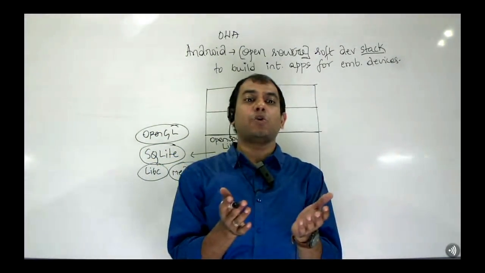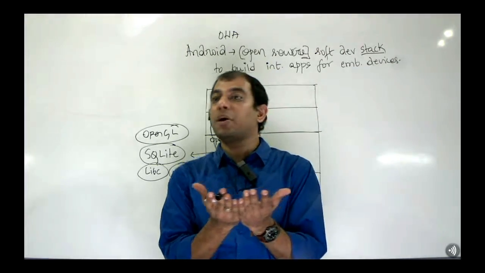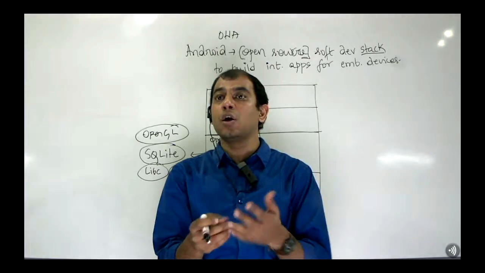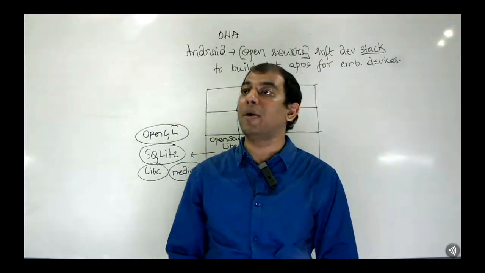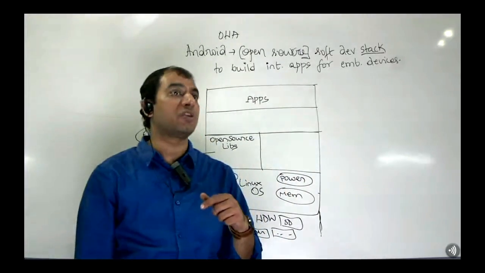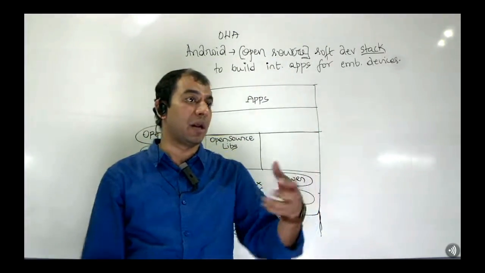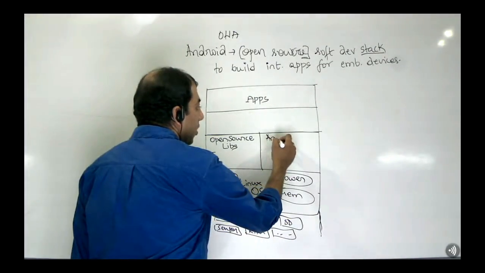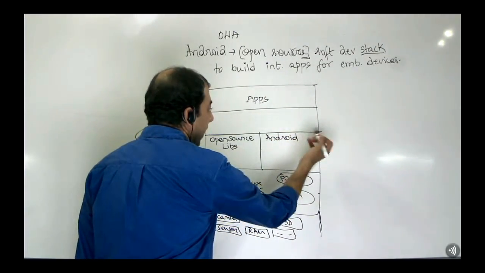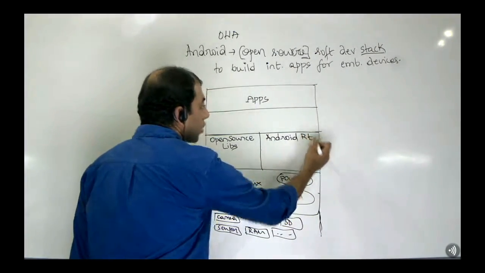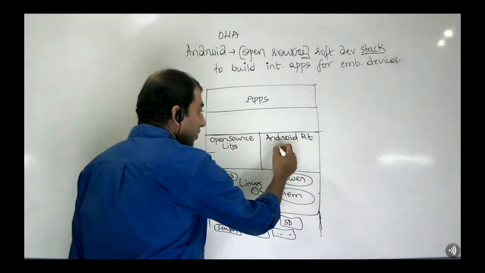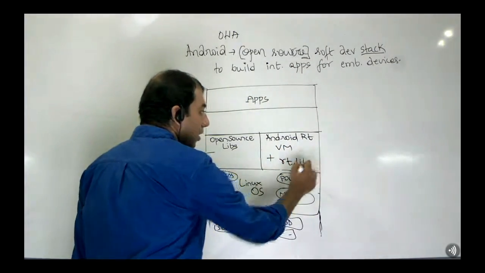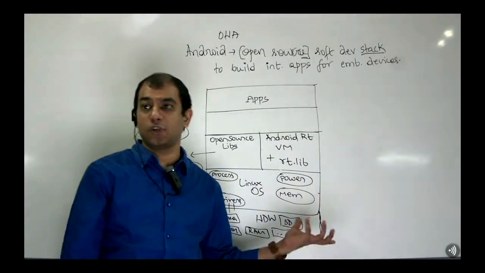How? Because Java is an open source language which gives us documentation, right? Called the Java language specification and the JVM specification. Using the JVM specification, what software can be built? JVM. Using the Java language specification, what software can be built? Runtime library. Combining the two, you get a JRE. So what they built is what is called ART in short. It's called Android Runtime. What does this Android Runtime contain? A virtual machine plus a runtime library. So the JRE of sorts, right?